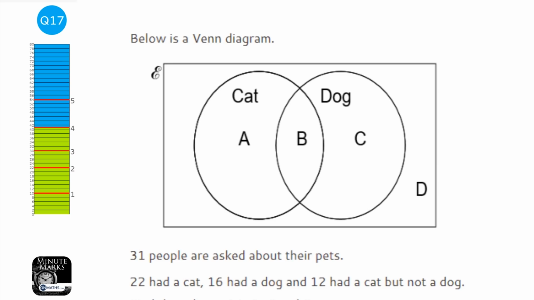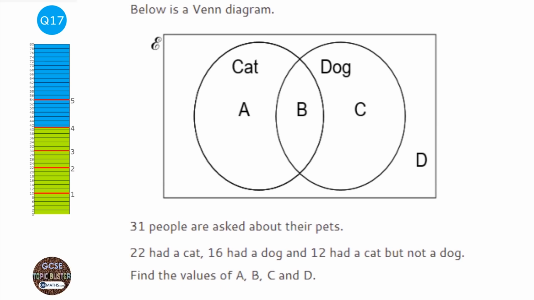Okay, so this question gives us some instructions underneath and a Venn diagram to fill out. It says there's 31 people altogether. So the four numbers we're trying to find, which is signified with the A, B, C and D, have to add together to make 31. 22 have a cat. Now at the moment we can't fill anything in because the cat is split between A and B. 16 people have a dog. Again, we can't fill out anything yet because the dog is split between B and C.